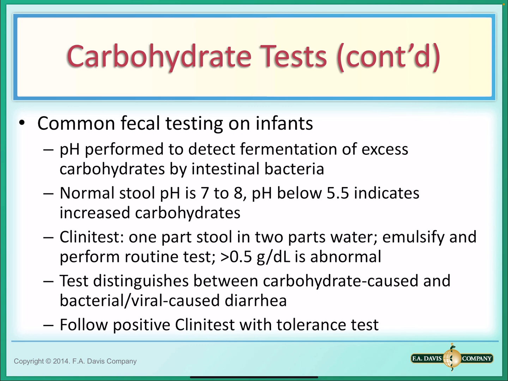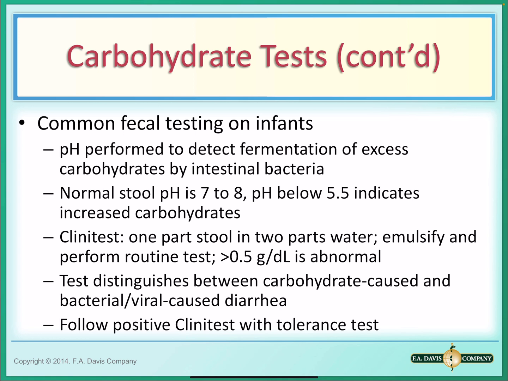There's also some common fecal testing on infants. The pH of the sample is performed to detect fermentation of excess carbohydrates by intestinal bacteria. The normal stool pH should be between 7 to 8, and a pH below 5.5 indicates increased carbohydrates.